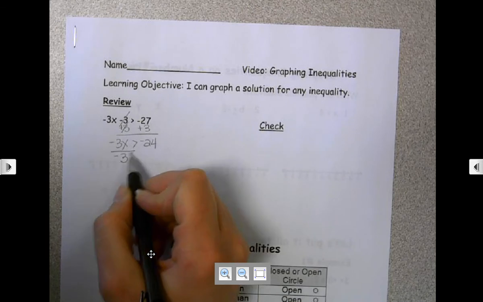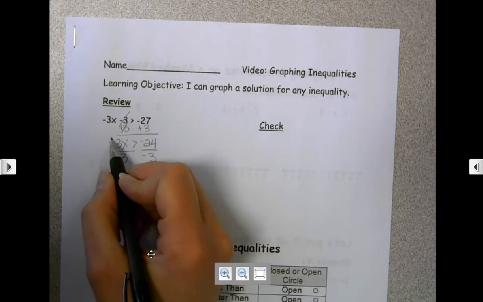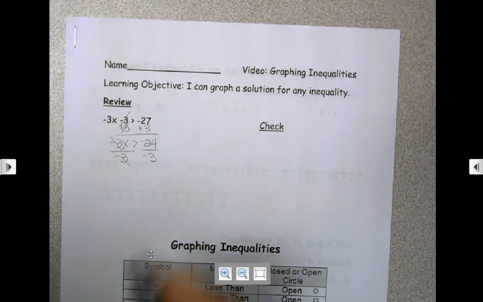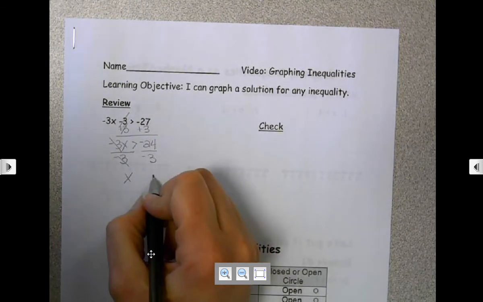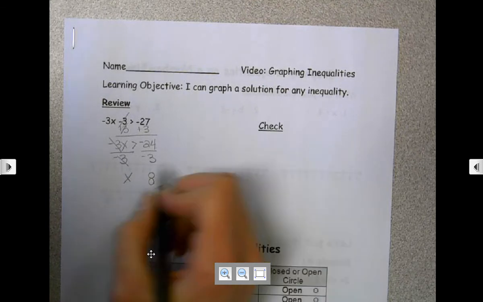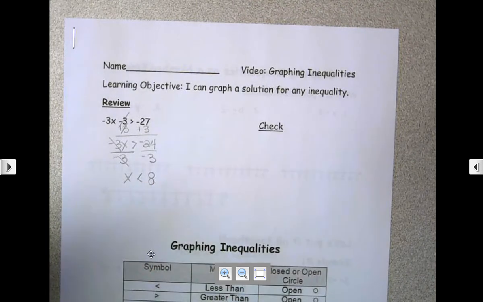So we are going to divide by -3 to both sides. -3 over -3 is 1x. And -24 divided by -3 is +8. We need to reverse the inequality symbol because we multiplied or divided by a negative number.